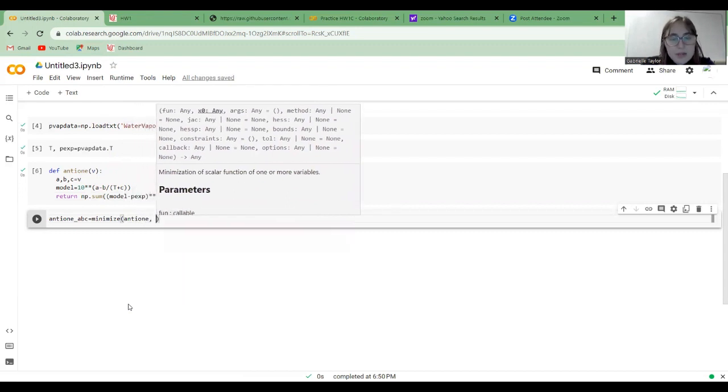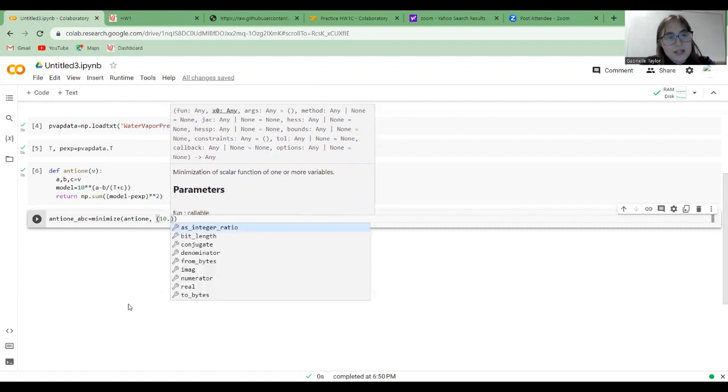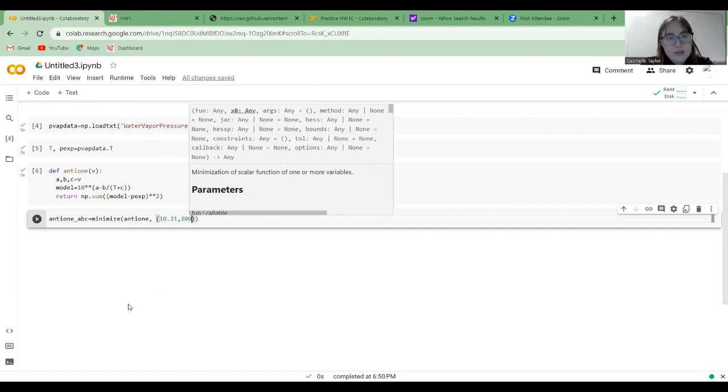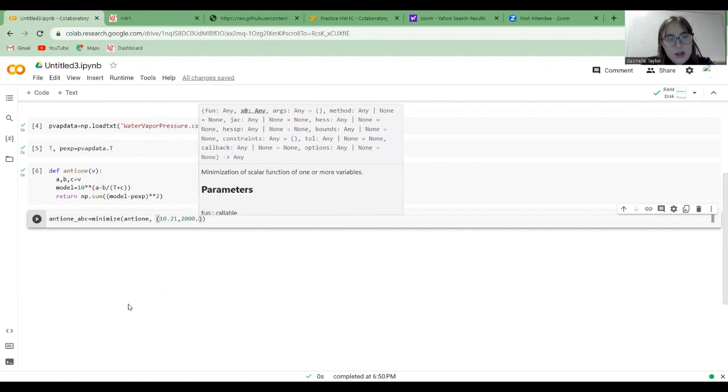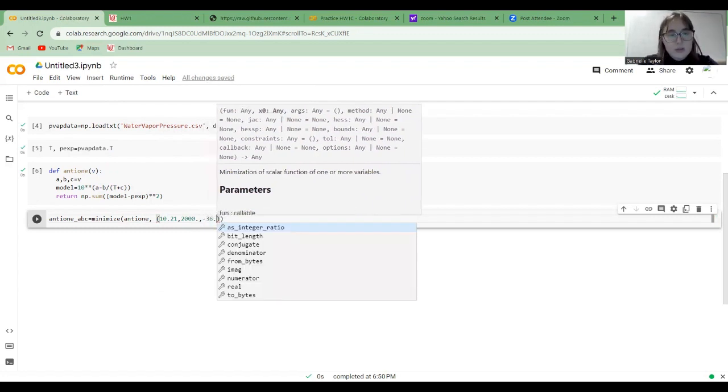And then what we want to do is make guesses, our best guesses of what it's going to be. So this is what I found works for me. So I did 10.21, 2000, and then I think negative 36 works well for this one.